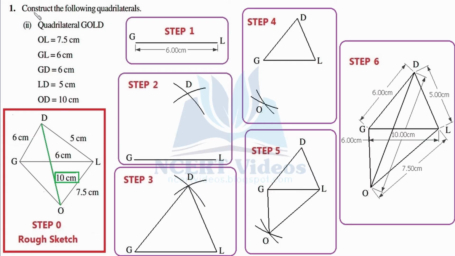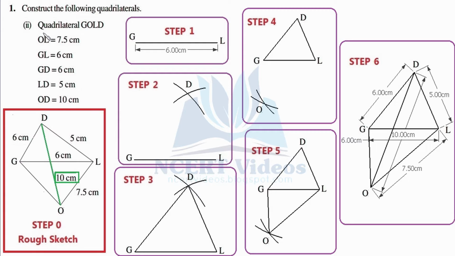Question number first, construct the following quadrilaterals. Here we are on second part of exercise 4.2, chapter 4, practical geometry, mathematics class 8th. It is recommended to watch previous parts and previous exercise of this chapter named practical geometry for a better understanding. With this, let's try to solve second part.